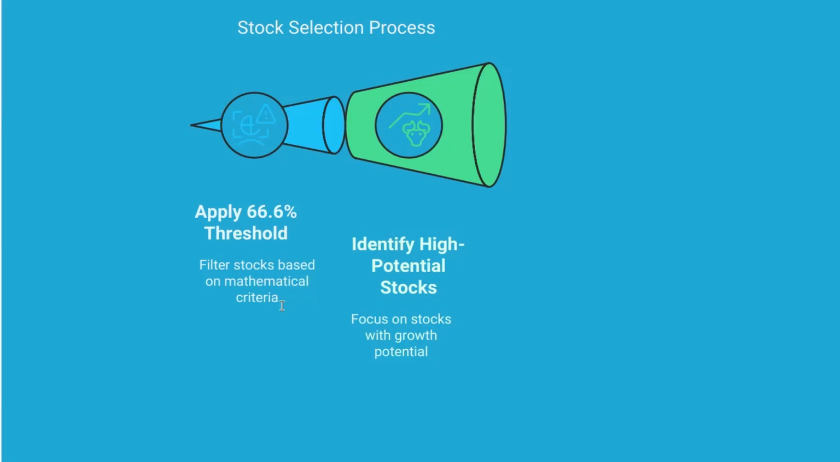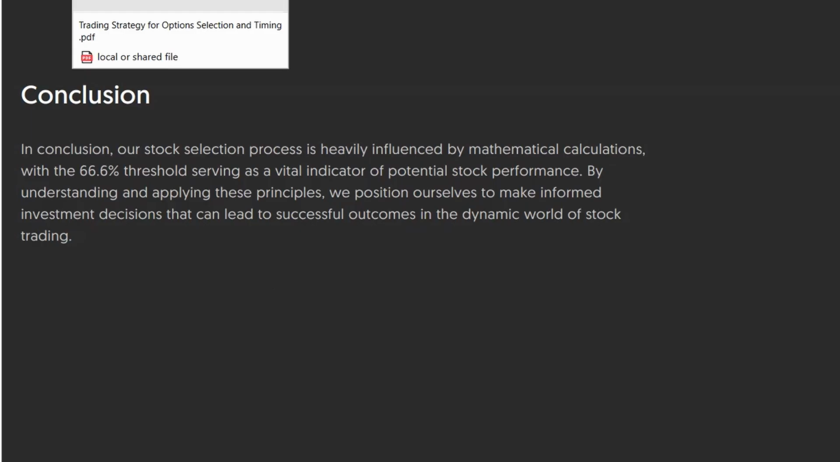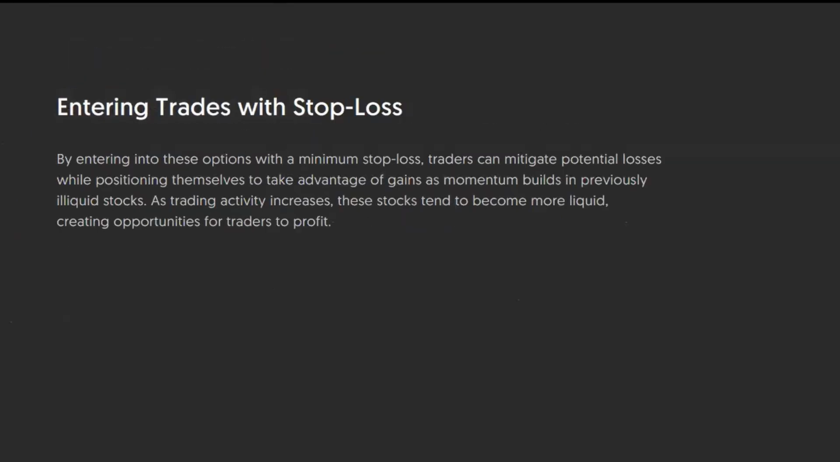If you check the stocks, they will be on the radar with volume and high open interest increase. So everything will be added to these stocks. These are all high potential stocks. In conclusion, our stock selection process is heavily influenced by mathematical calculation. Next, I am going to the slide for trading for option selection.